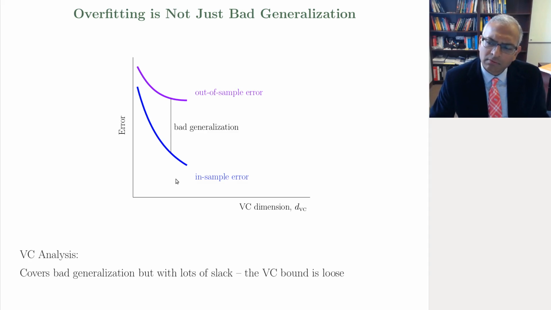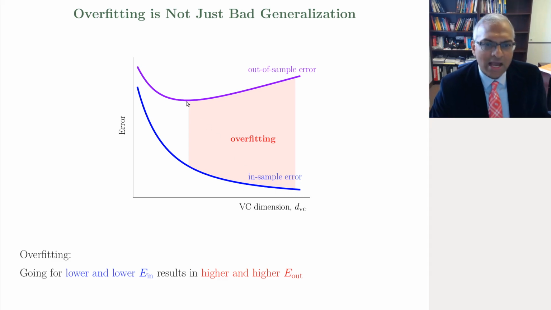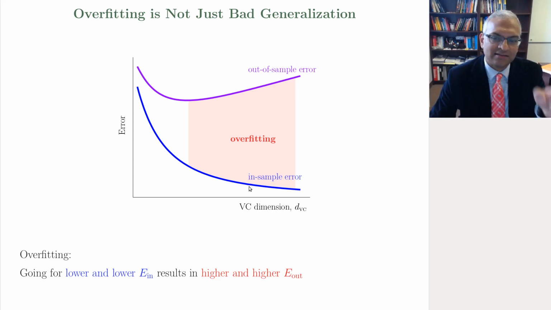And we get that when we continue to increase the VC dimension. So now we continue to increase the VC dimension. We continue to fit the data more and more, getting lower and lower in-sample error. But now the out-of-sample error goes up. So now, as we fit the data more and more, we are getting a worse and worse final hypothesis. So fitting the data more and more in this regime is not warranted. It's a bad thing. That is overfitting.